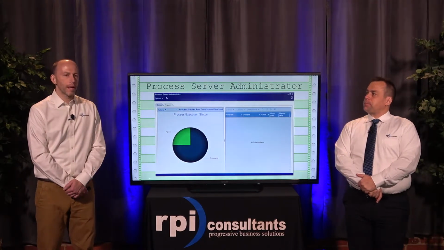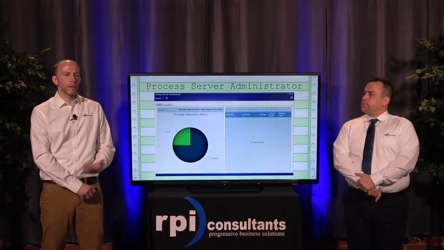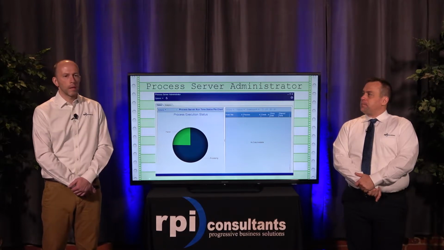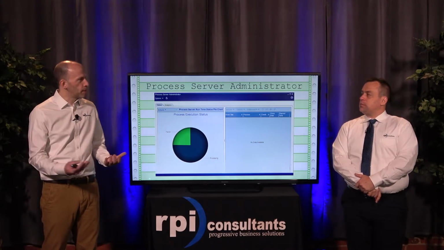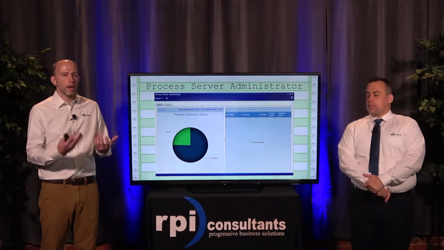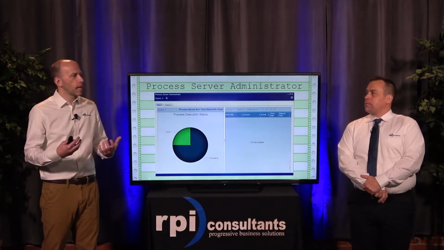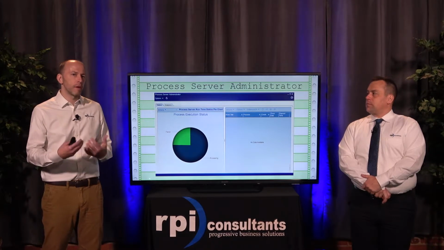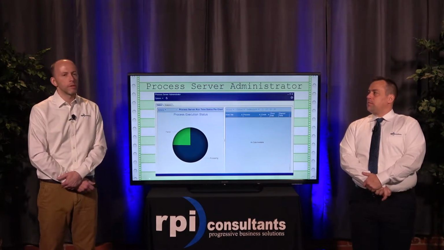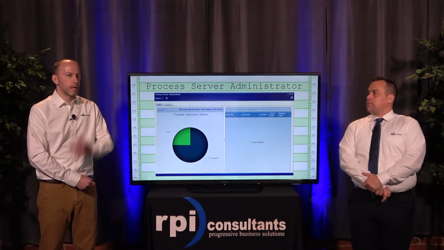So then we go back into the application and we look at this process server administrator screen that comes up and has a nice pie chart in it. There's not a lot of information here at first, but you can actually get a lot of information out of it if you put a little bit of effort into this screen and dig through it.